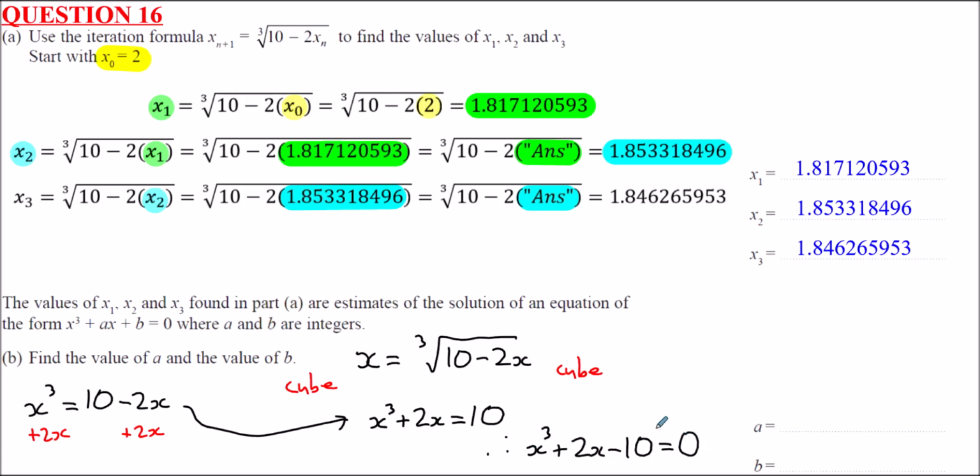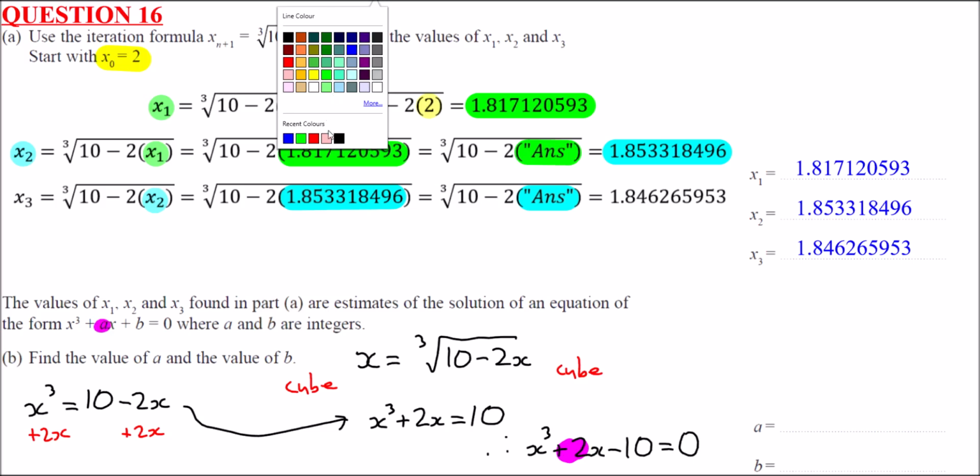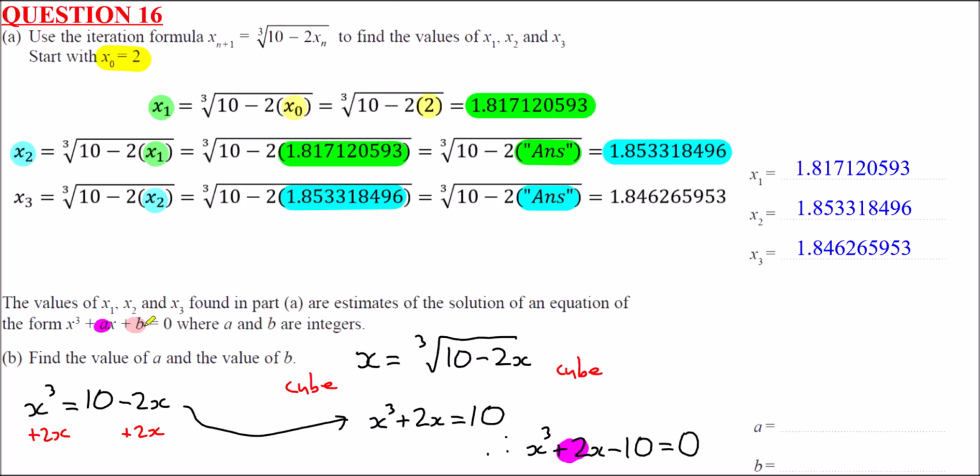But what we're asked here is values of a and b. So a is the value of x's we've got, so our a is positive 2, and in the same way b is just the value on its own, and the b here we can see is minus 10. So we just put our a is therefore 2 and b is minus 10.